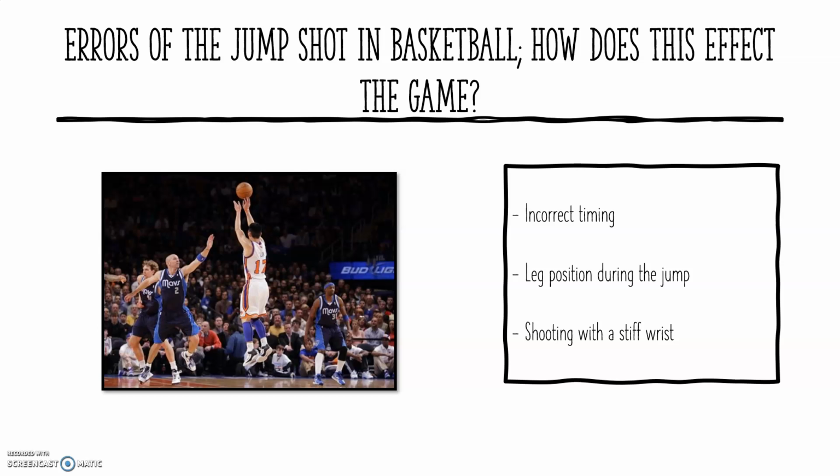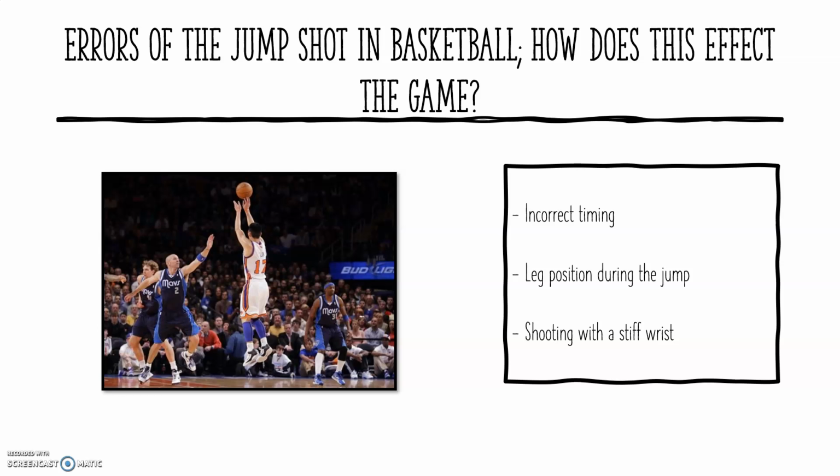The second error that can be made within the jump shot is leg positioning. How the legs are positioned in the jump is important because they aid with providing balance when the player returns to the floor, and power during the shot as a technique of the skill relies a lot on how high the player can jump into their shot.